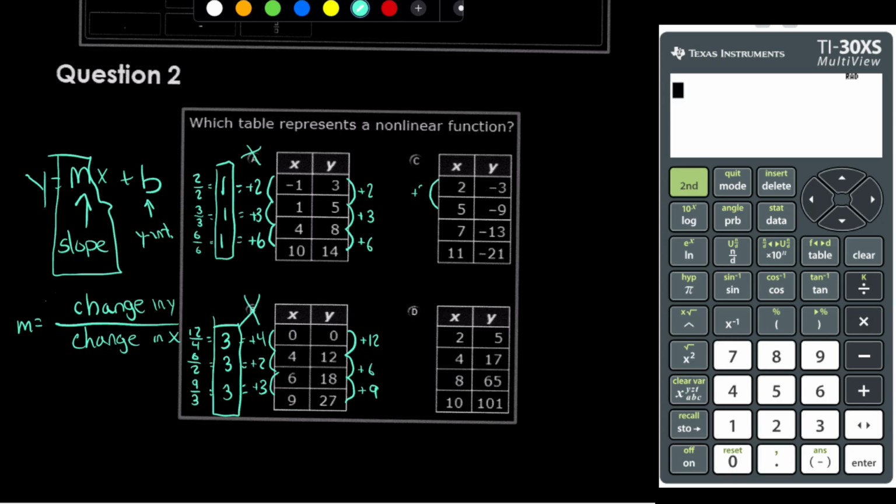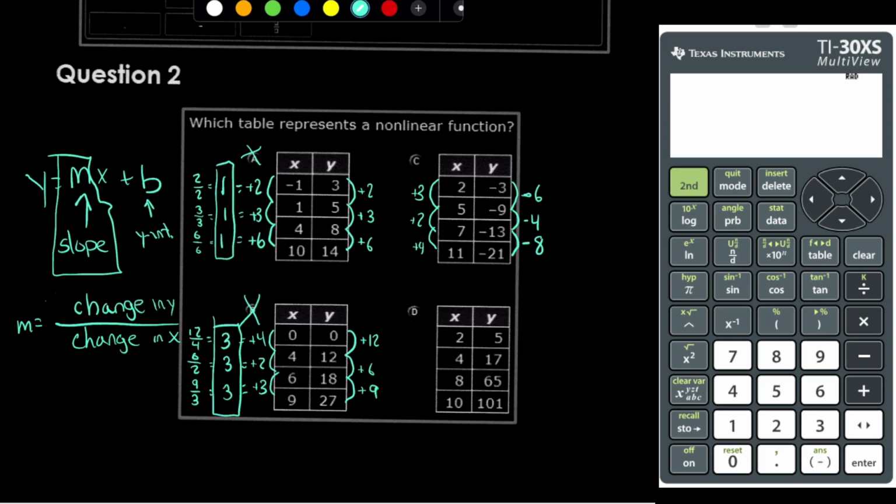2 to 5, that's adding 3. 5 to 7 is adding 2. 7 to 11 is adding 4. Negative 3 to negative 9, that's subtracting 6. Negative 9 to negative 13 is subtracting 4. And negative 13 to negative 21 is subtracting 8.